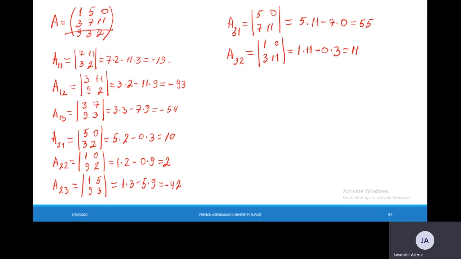And we delete the last row and last column. It will be A33, the determinant of 1, 5, 3, 7, which is 1 times 7 minus 5 times 3, which is minus 8. That's it.